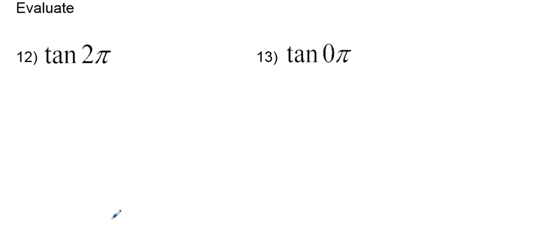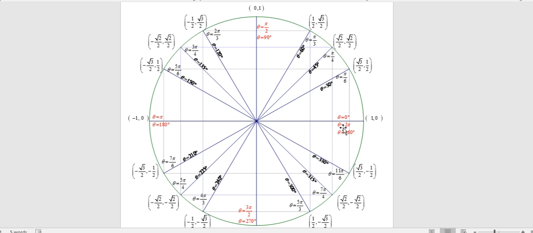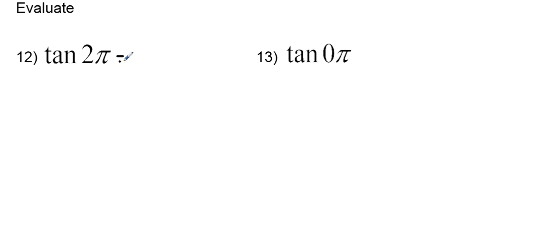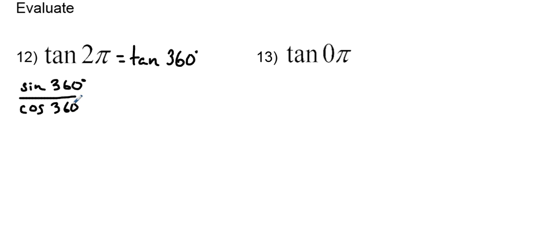The tangent of 2 pi. Once again, we'll go to our unit circle. 2 pi is the same as 0 degrees. So actually, I should say that 2 pi is 360, but we know that 360 is the same as 0. So this is the same as the tangent of 360 degrees. The tangent of 360 degrees is going to be equal to the sine of 360 over the cosine of 360. Now the coordinates at 2 pi or 360 are 1, comma 0.